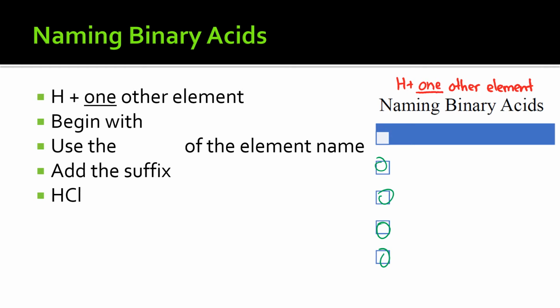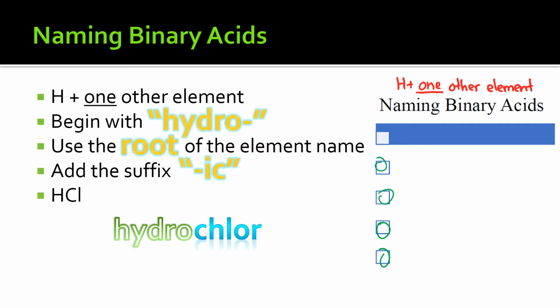We're going to write down: begin with hydro in the first box, and then use the root of the element name, and then add the suffix ic. And in this last box, I want you guys to write down the example. So HCl is hydro, chlor, and that's the root of the element chlorine, and then we take that ending and change it to ic, and we add acid. So hydrochloric acid.